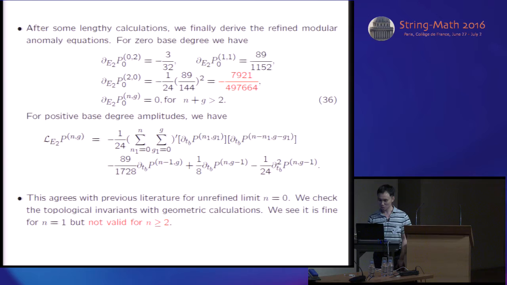So after some calculation, we finally derived the modular anomaly equation. Well, for the zero degree cases, somewhat special here, for positive degree, this agrees with the previous literature for the unrefined case of n equals 0. But the new term comes from the refined case.